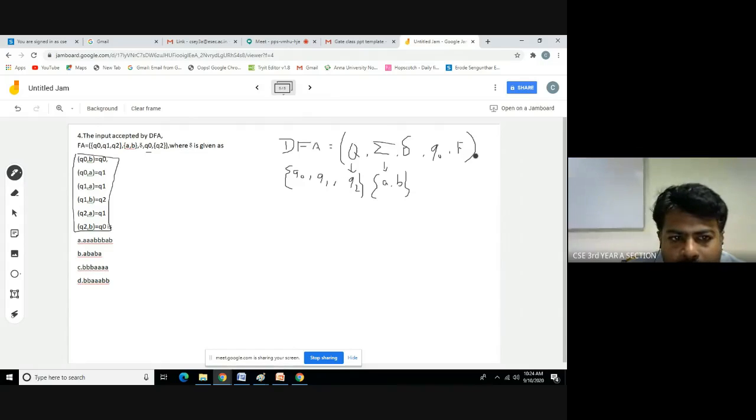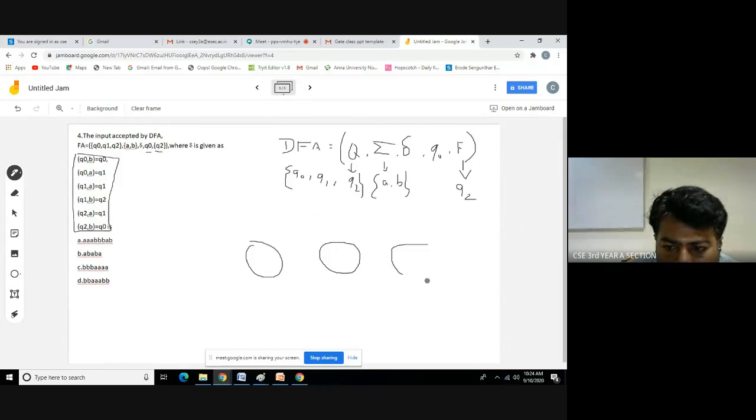Here Q2, they represent the Q2. So my accepting state is Q2. According to this given data, I want to construct the DFA now. How many states are there? Q0, Q1, Q2. This is my Q0, this is my Q1, this is my Q2. So these are my states.